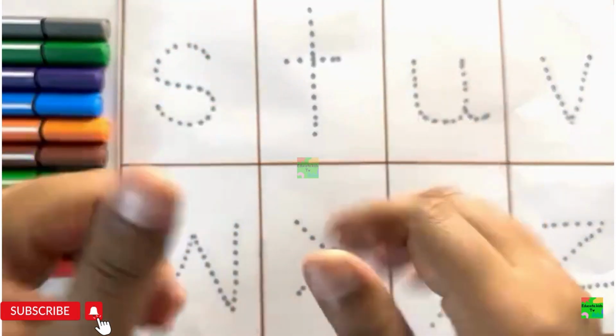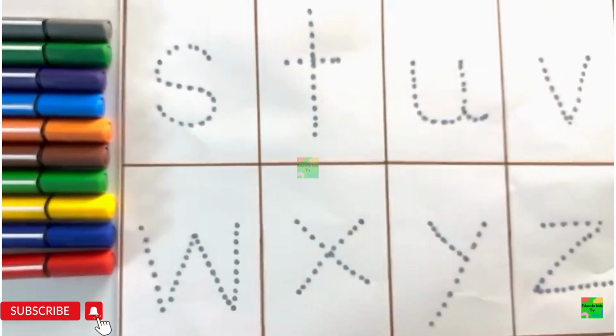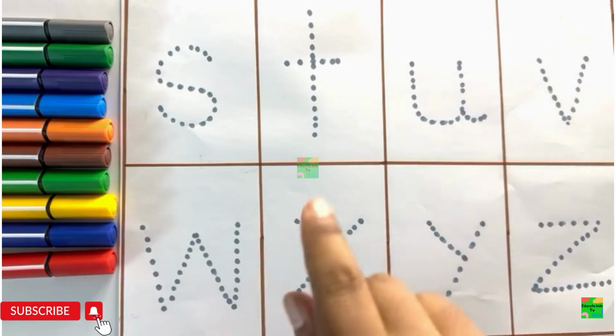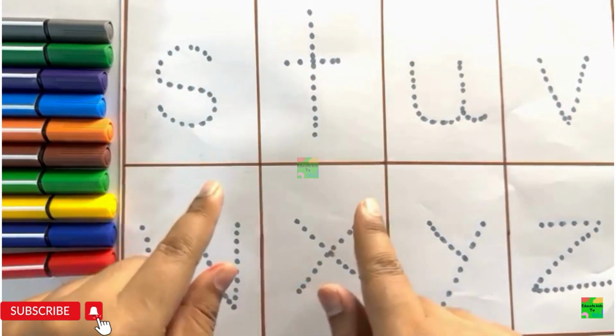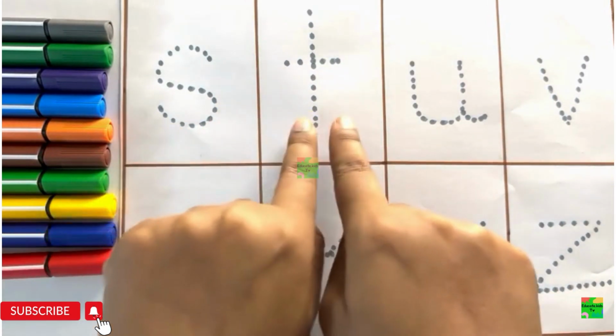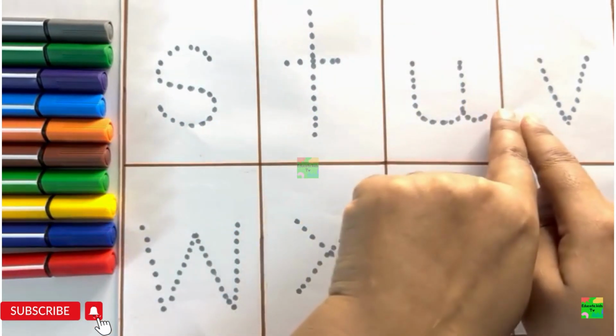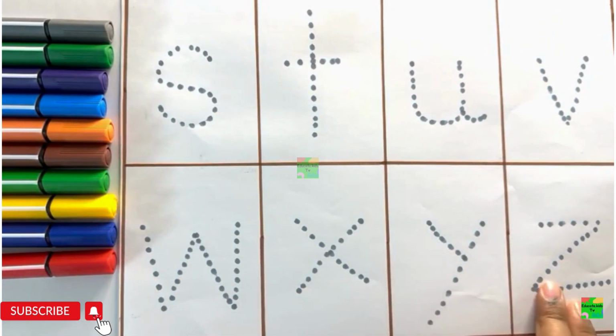Hello, kids. How are you all? Good? Very nice. Okay. Today, again, we will write our small letters. Okay. We will write S, T, U, V, W, X, Y, and Z.